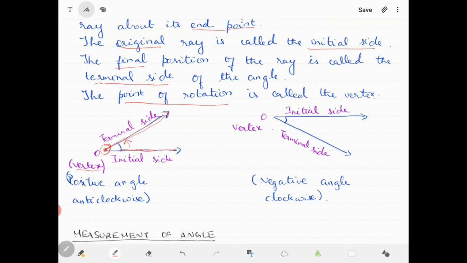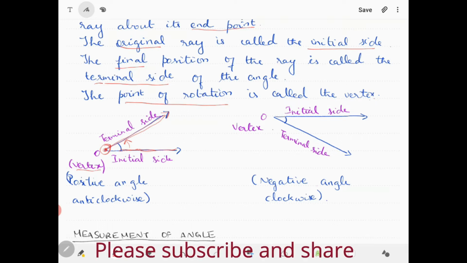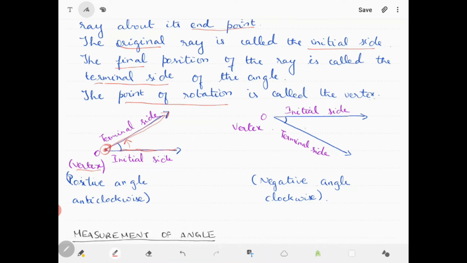Now here in this diagram, it is the positive angle, that is the anti-clockwise direction. Now if we look at the second diagram, here the reference line is this one. So this is the initial side, and the negative angle, that is the clockwise. Now the angle is this way. So this will be the vertex point O, and this line is the terminal side.